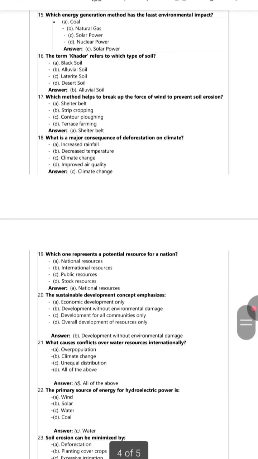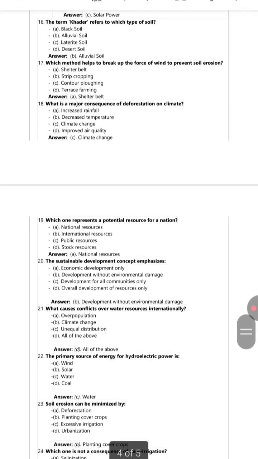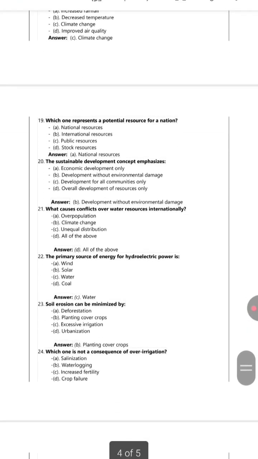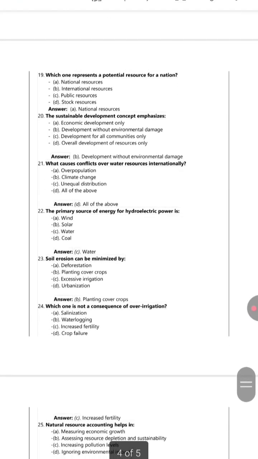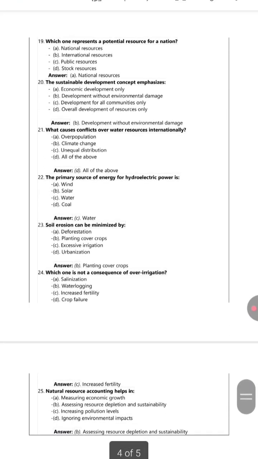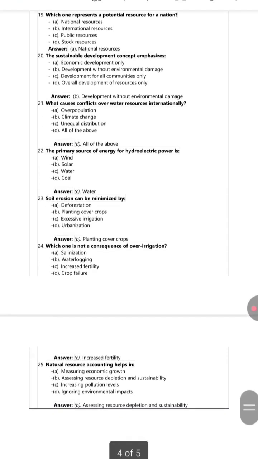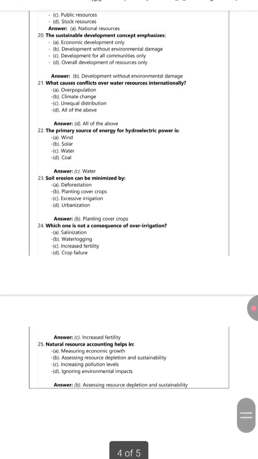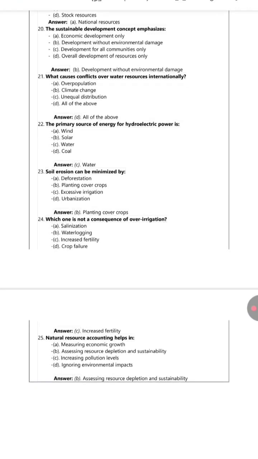Which method helps to break up the force of wind to prevent soil erosion? Shelter belt. What is a major consequence of deforestation and climate change? Which one represents a potential resource for a nation and resource? The sustainable development concept emphasizes development without environmental damage. What causes conflicts over water resources intentionally? Overpopulation, climate change, and unequal distribution.